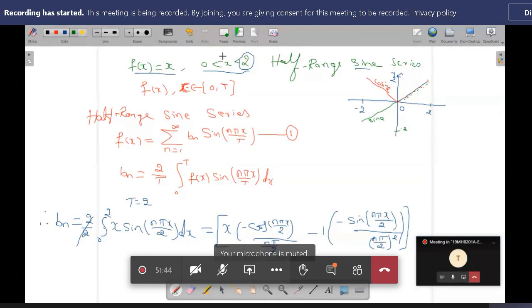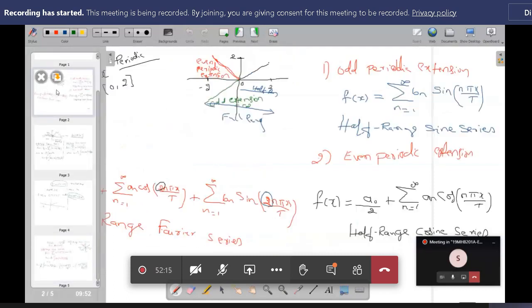Sir, excuse me, sir. Here in these half range questions, is T the full period or the half period, sir? It is half period. The question they specified is a half period only, 0 to T, that is, 2 is the T. Yes. But in the other regular Fourier series, T is the full period.